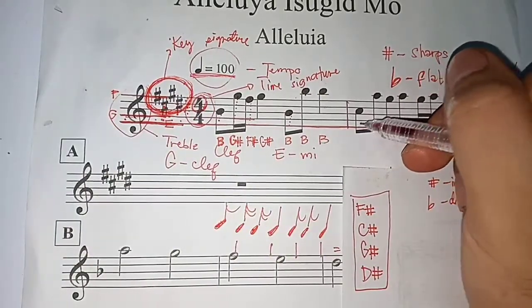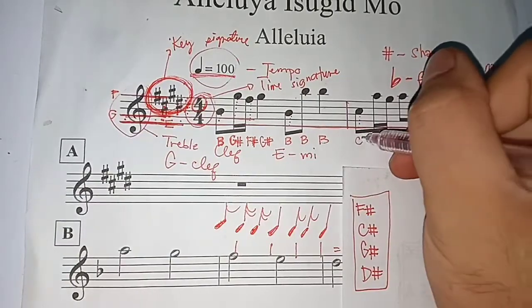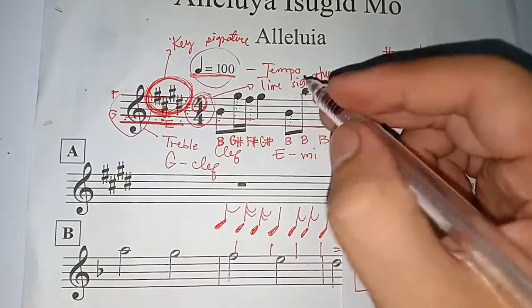We have here E, F, G, A, B, C. So C. Have you seen a sharp for C? Okay, we'll put a sharp in there. As easy as that. This one, so let's start from here.